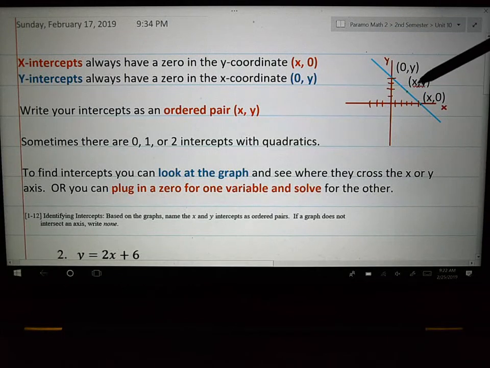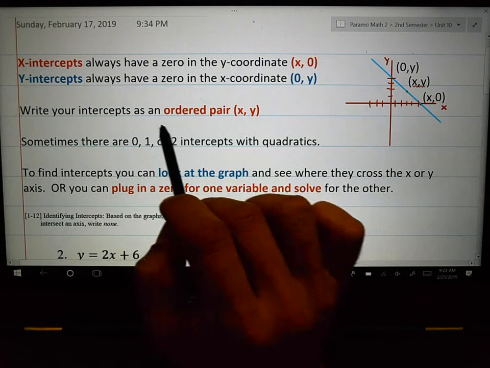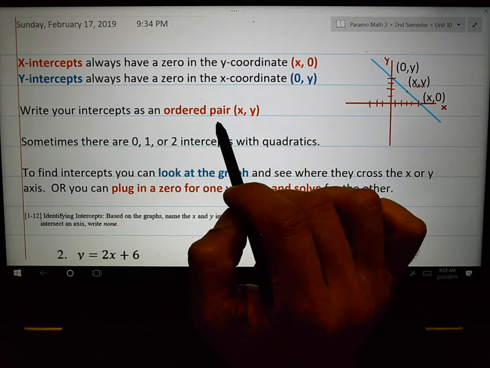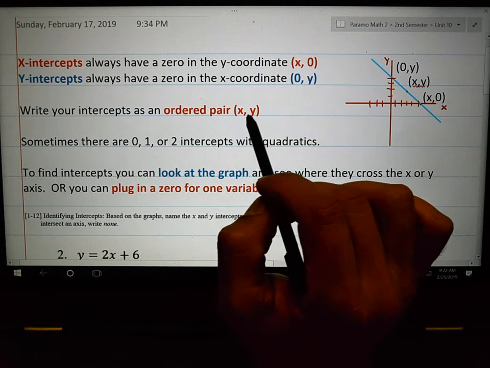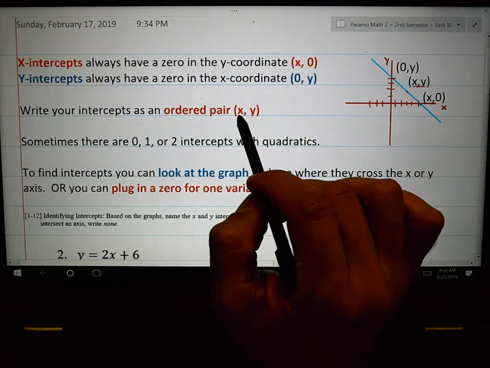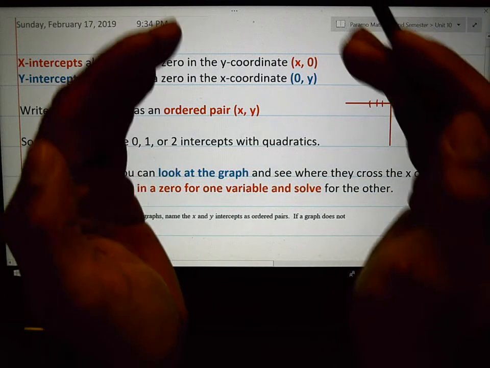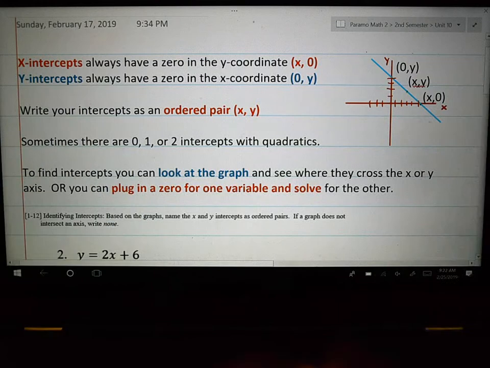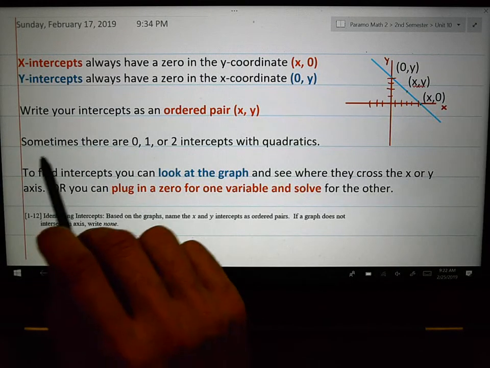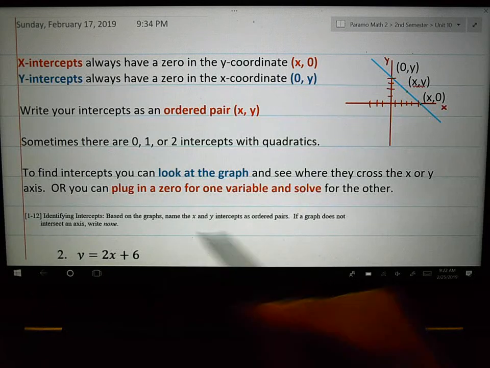Just like any other point, X, Y, left, then right, X-axis, then Y-axis, when we find our intercepts, we're going to write them as ordered pairs. That means parenthesis X, comma, Y. Whatever our X value is, whatever our Y value is, we're going to write our answers in parentheses. These are locations, places where they cross the axes. Sometimes there's 0, 1, or 2 intercepts with quadratics.